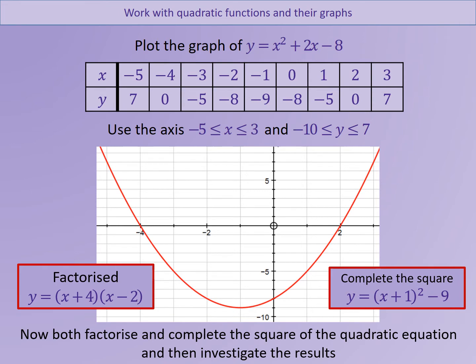And you can get that value straight from the completed square version. The x value for the vertex, the minimum point, is the value of x that makes the bracket equal to 0, which is -1, and then the value of -9 is as it is. So our minimum point for this quadratic would be (-1, -9).